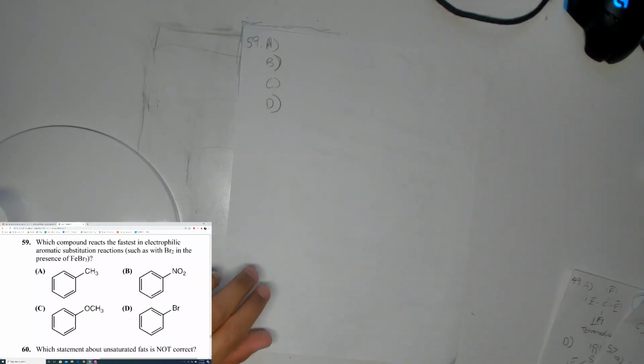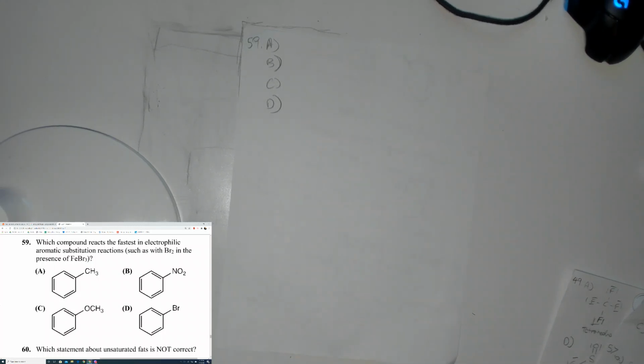Okay, so it says, which compound reacts the fastest in electrophilic aromatic substitution reactions, such as with Br2 in the presence of FeBr3? Okay, so this is something you have to memorize. You have to memorize electron donating groups and electron withdrawing groups, right? So electron donating groups essentially donate electron density to the aromatic ring.